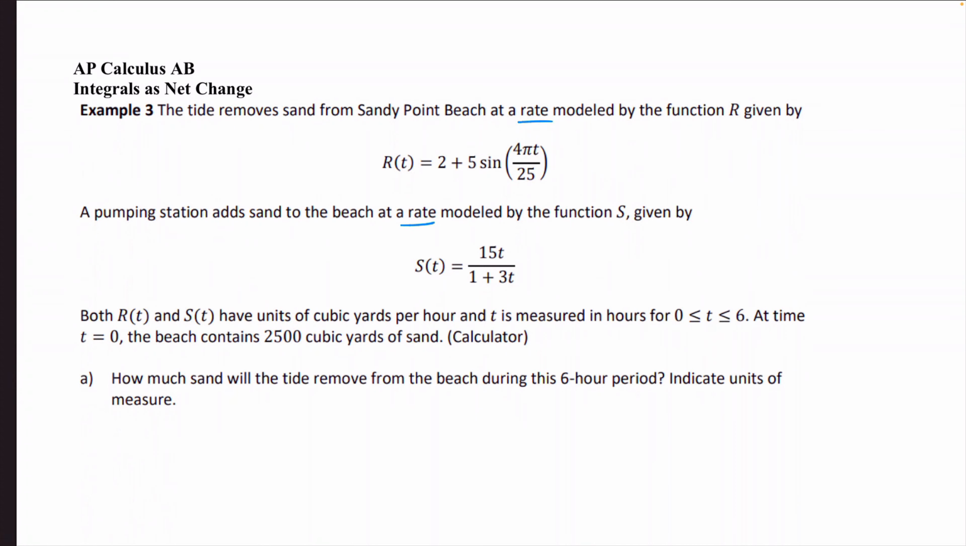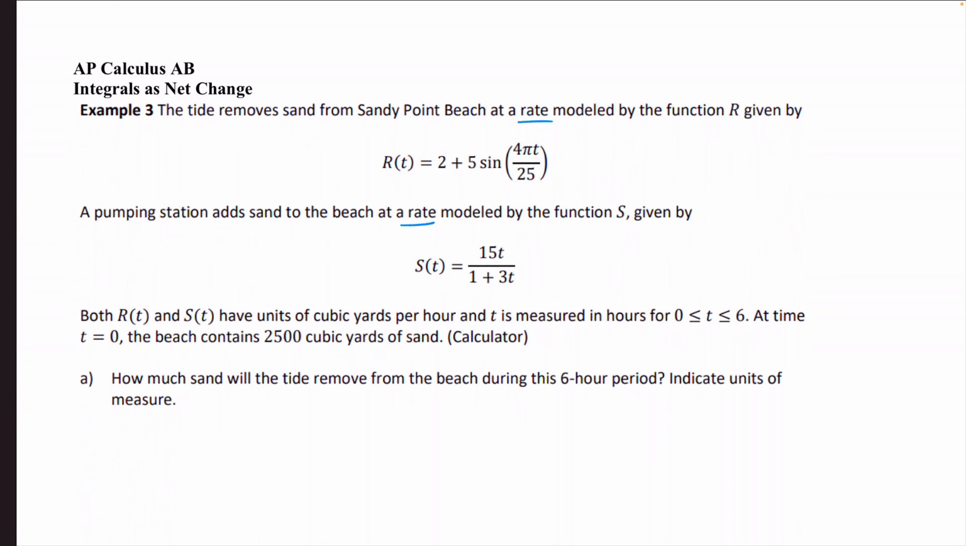R is the rate of sand being taken away from the beach. Why does sand disappear from the beach? What's that process called? Not decay. Is the sand evaporating, or what's happening to the sand? Why is the beach losing sand? The tide pulls in, right? The tide pulls things in. It comes in and then it pulls back, whatever's in its way. That's sand, right? So sand is being removed. It's not disappearing, it's just going out into the ocean, okay?